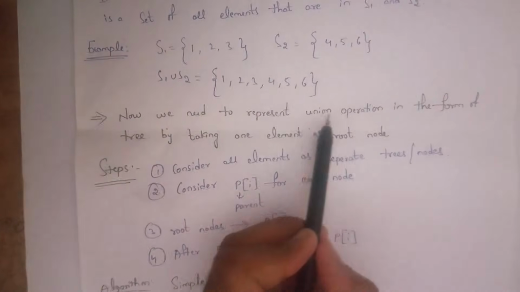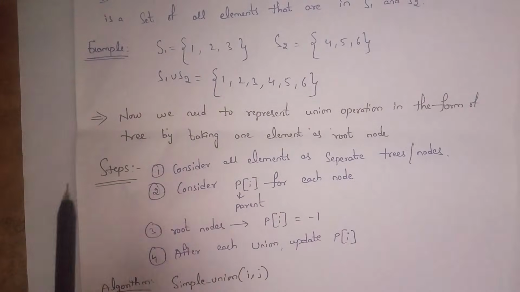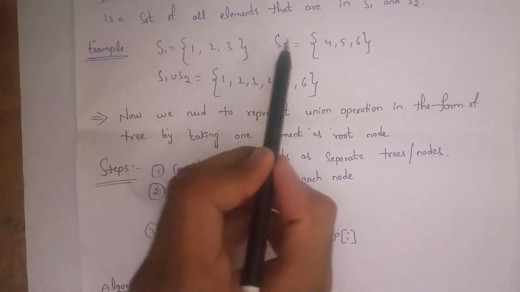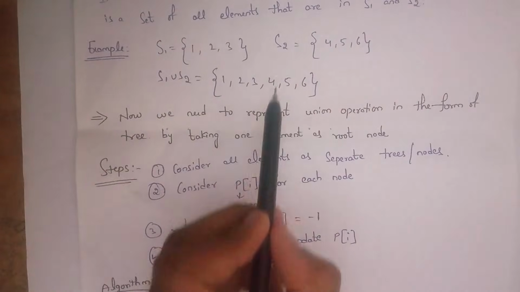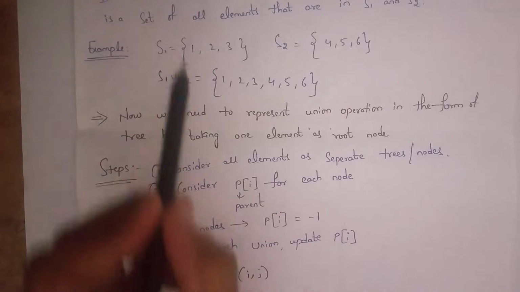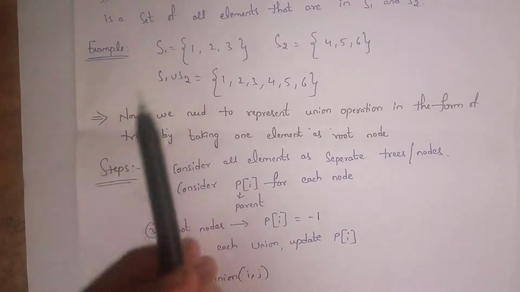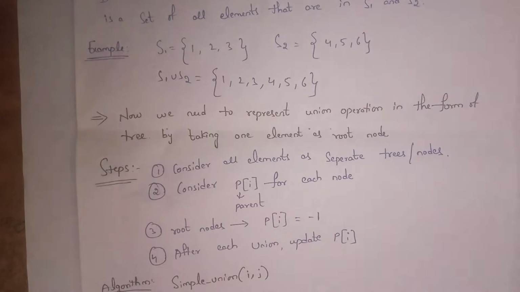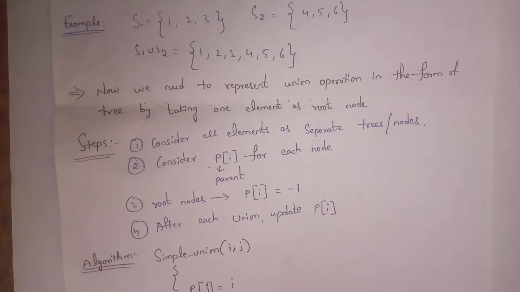Now we need to represent the union operation in the form of a tree. We perform the union operation on S1 and S2 and create a tree by selecting a single element as the root node. We need to select only a single element as the root node and then form a tree. If you want to create a tree by performing union operation, you need to follow these steps.